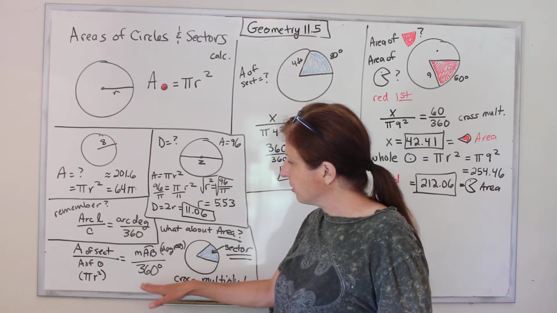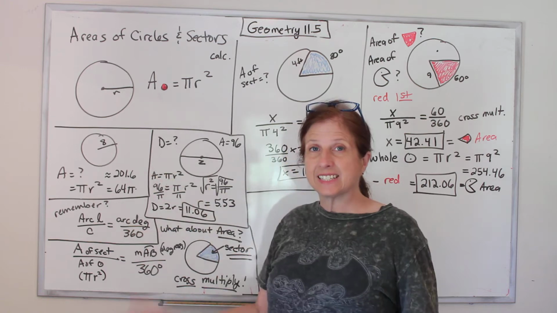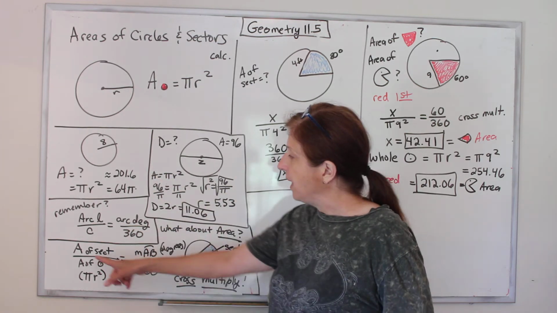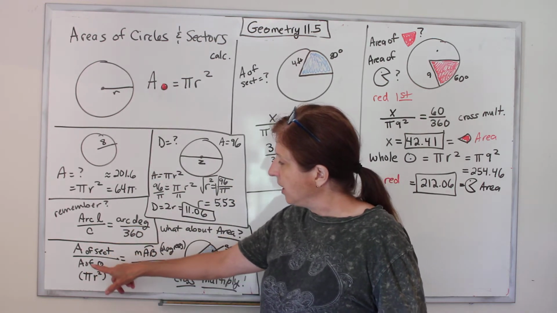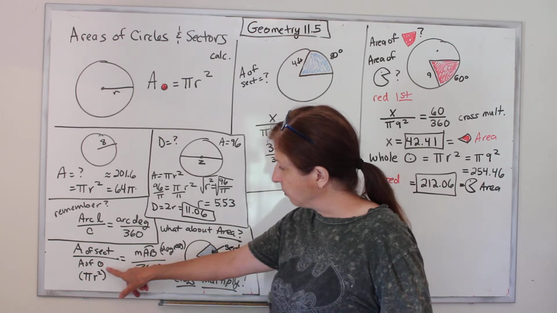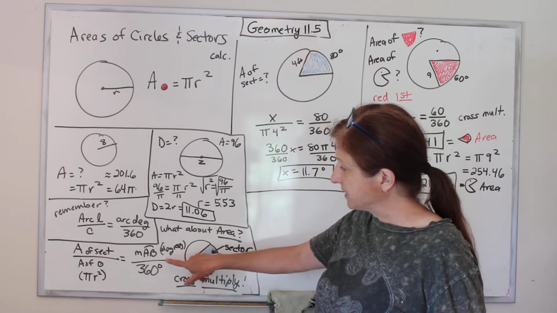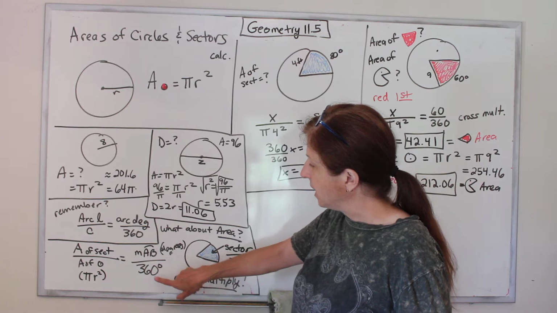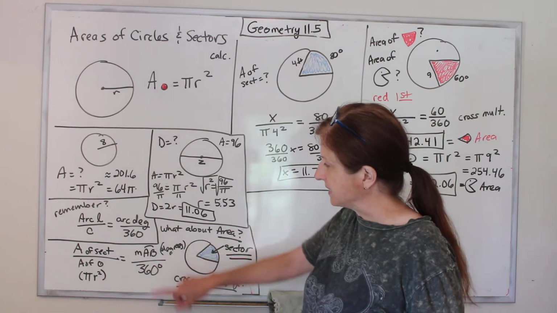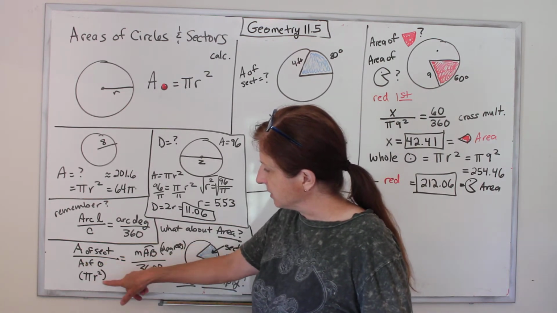So now, it turns out with the arc sector, the same ratio holds true. That the area of the sector is to the area of the whole circle as the arc sector in degrees is to the whole circle in degrees. So remember, the area of a circle is pi r squared.